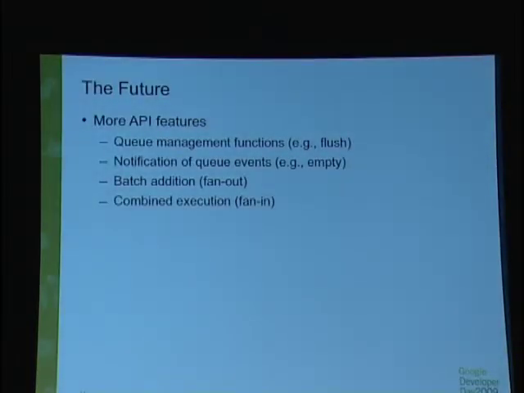So last, just to wrap up, let's talk about the future. We've got more API features on the way: queue management, flushing queues, controlling the rates of queues at execution time programmatically as opposed to a config file. We've talked about notification of queue events, like tell me when a queue is empty, or when a certain number of tasks have finished running in a queue. We also want the ability to do batch addition of multiple tasks at once, so that's like fan out. And we also want to have fan in, so we can take 50 tasks that were all enqueued and then execute them all at the same time, which is really important for maximizing your throughput.